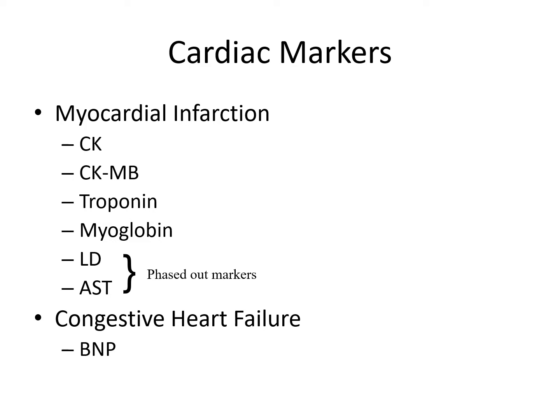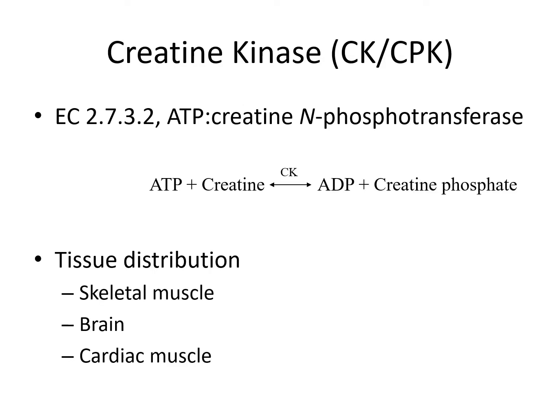So those are the markers typically used for acute conditions. Congestive heart failure, one of the primary markers for helping to assess risk for CHF is BNP, the B-type natriuretic peptide, which sometimes is also used as a marker for myocardial infarct, especially right after the patient's had a myocardial infarct, but typically used for assessing risk factors for CHF. All right.